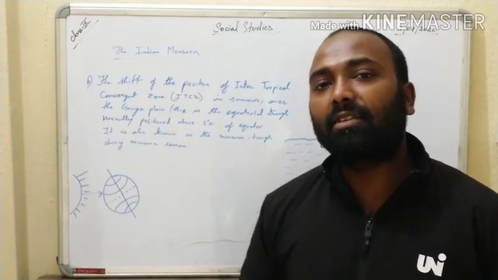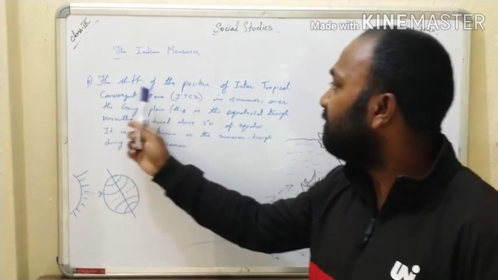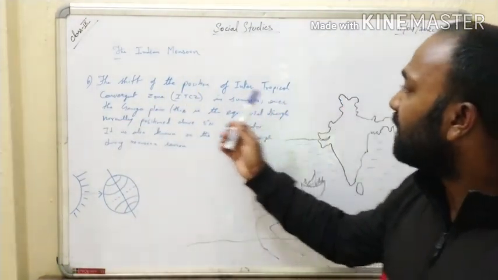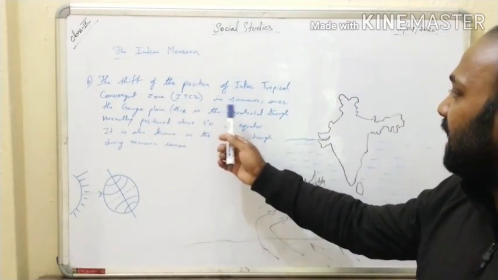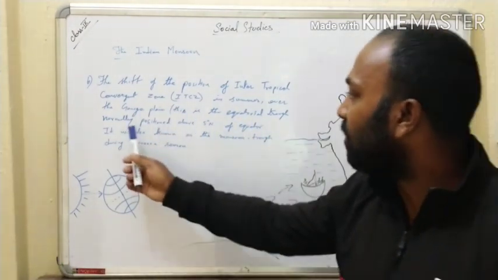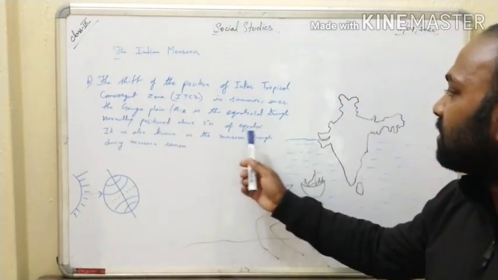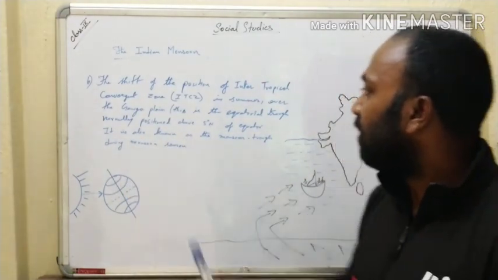Now let us understand another point that is related with the monsoon. The next is the shift of position of the intertropical convergence zone, that is ITCZ. In summer over the Ganga plain, the equatorial trough is normally positioned above 5 degree north of the equator. It is also known as the monsoonal trough during the monsoon season.